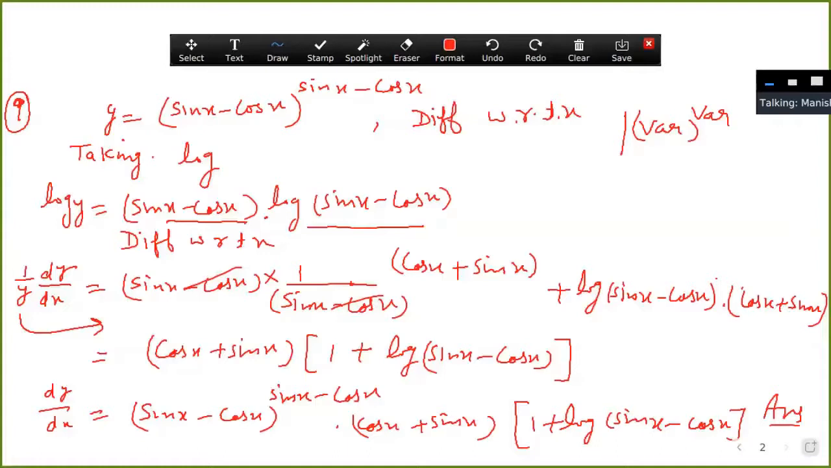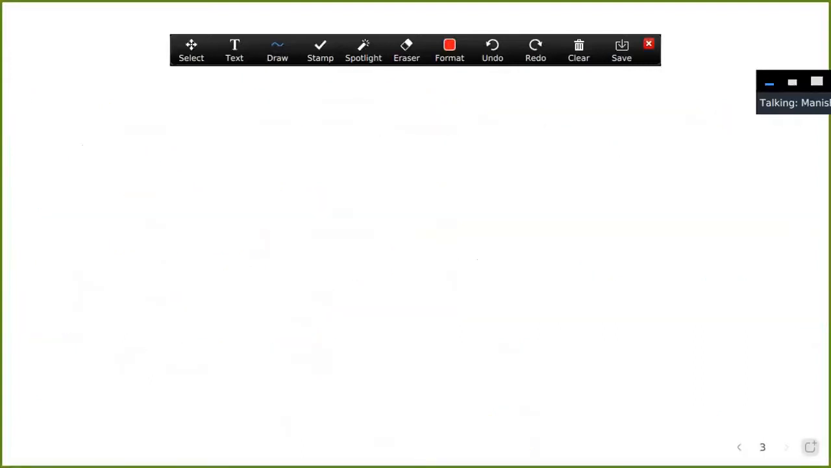Okay. Now we will do question number 14. If you want to note the question, then you have to take a screenshot of the page and note it down. Now come to question number 14. It's a very good question.